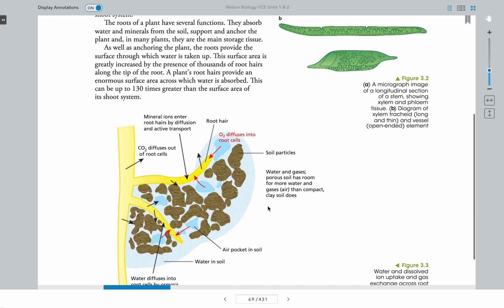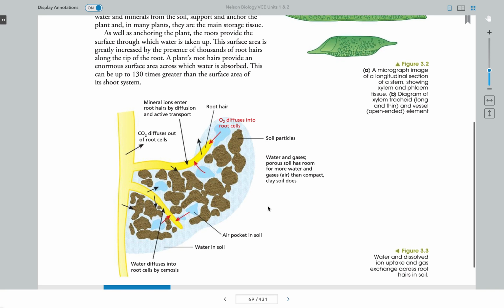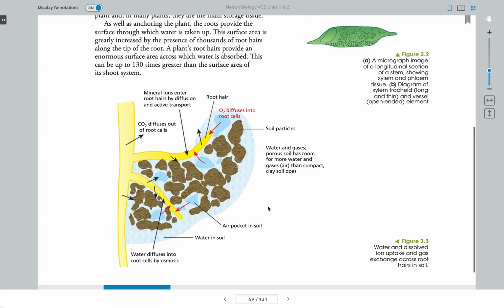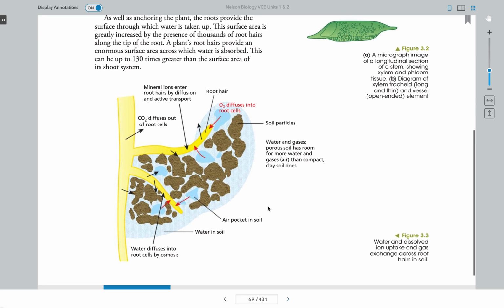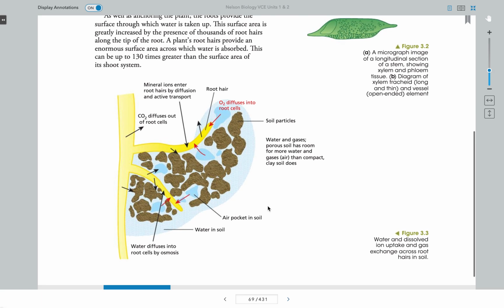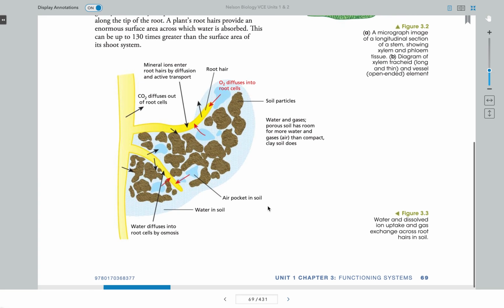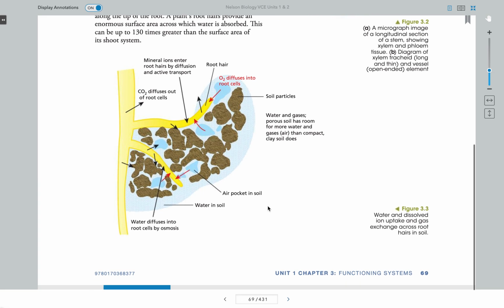They absorb water and minerals from the soil, support and anchor the plant, and in many plants they are the main storage tissue. As well as anchoring the plant, the roots provide the surface through which water is taken up. This surface area is greatly increased by the presence of thousands of root hairs along the tip of the root. A plant's root hairs provide an enormous surface area across which water is absorbed. This can be up to 130 times greater than the surface area of its shoot system.